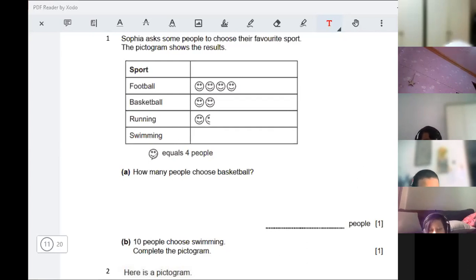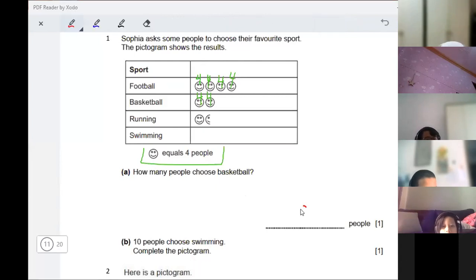Okay, look at this. Now, each of these symbols equals 4 people. So this means 4, 4, 4, 4. Okay, class? Got it? So how many people choose basketball? 4 and 4, so 8, yeah? Okay, good. 8. And then 10 people choose swimming.